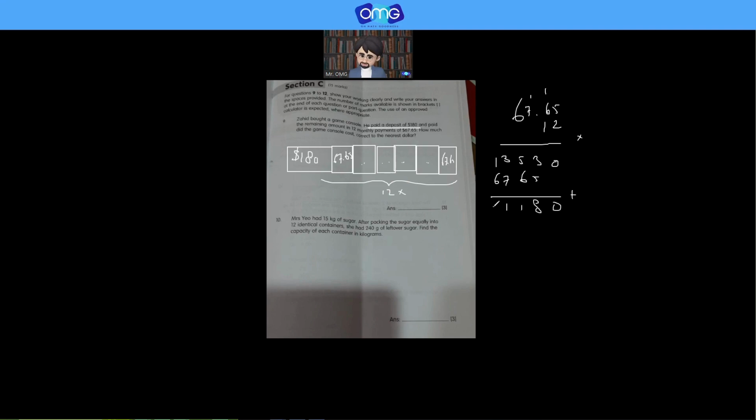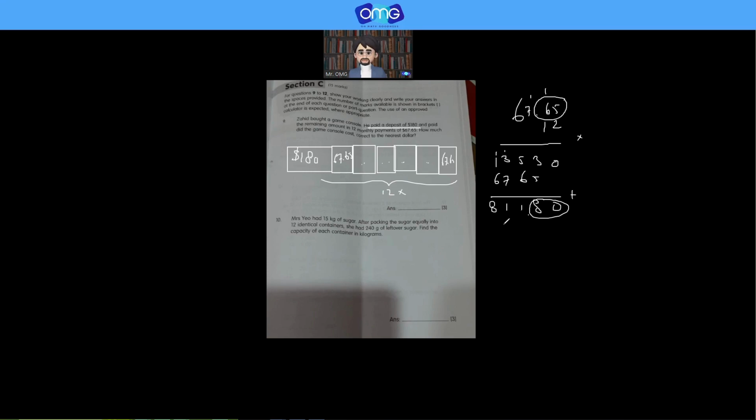This is 8, right? So 81,180. But the decimal, there are two numbers behind the decimal. Now we care about the decimal. Two numbers behind the decimal, that means this. So the answer is 881.80.